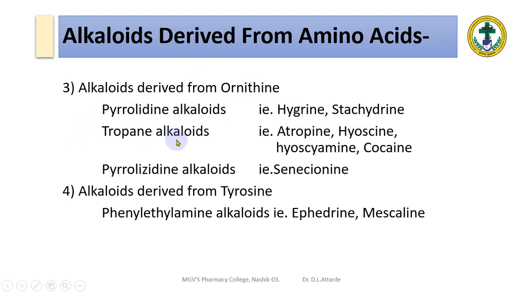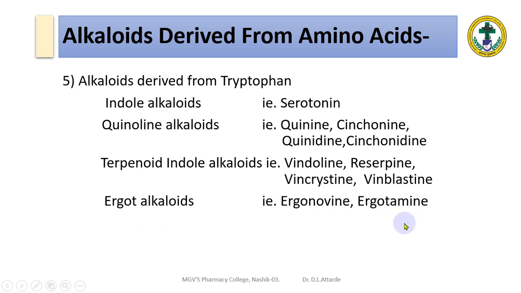Tropane alkaloids, this I told, atropine, very important, hyoscine, hyoscyamine, cocaine. Pyrrolizidine alkaloid, that is senecionine. Alkaloids derived from tyrosine, that is phenylethylamine alkaloids like ephedrine, mescaline. Alkaloids which are derived from tryptophan. We have seen the aromatic amino acid formation. So indole alkaloids, serotonin. Quinoline alkaloids, quinine, quinidine, cinchonine, cinchonidine. Terpenoid indole alkaloids, vindoline, reserpine, vincristine, vinblastine. Ergot alkaloids like ergonovine, ergotamine, that form from amino acids.